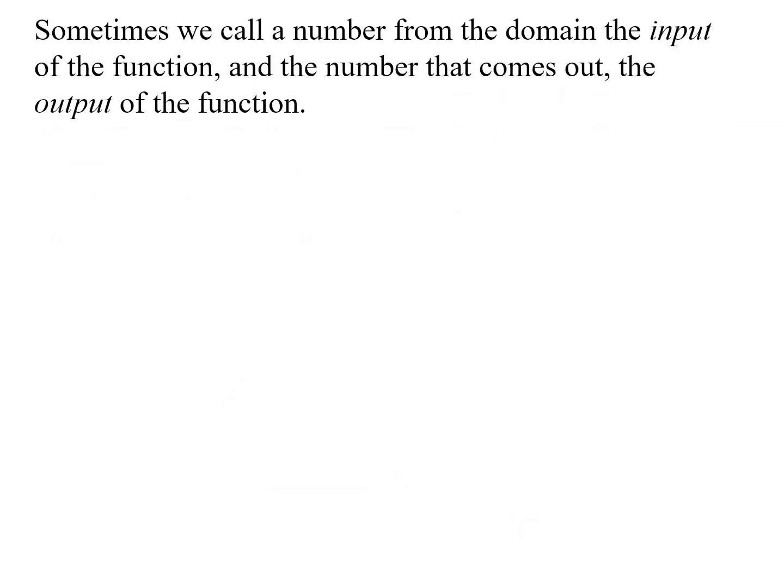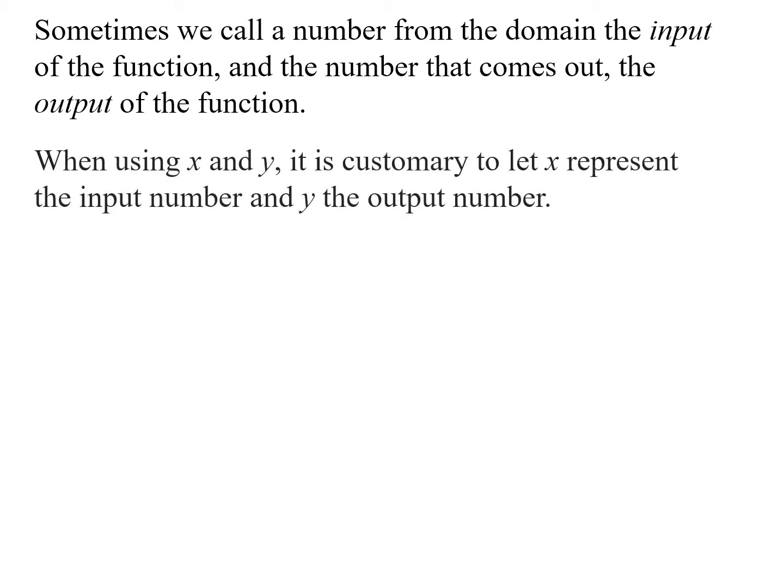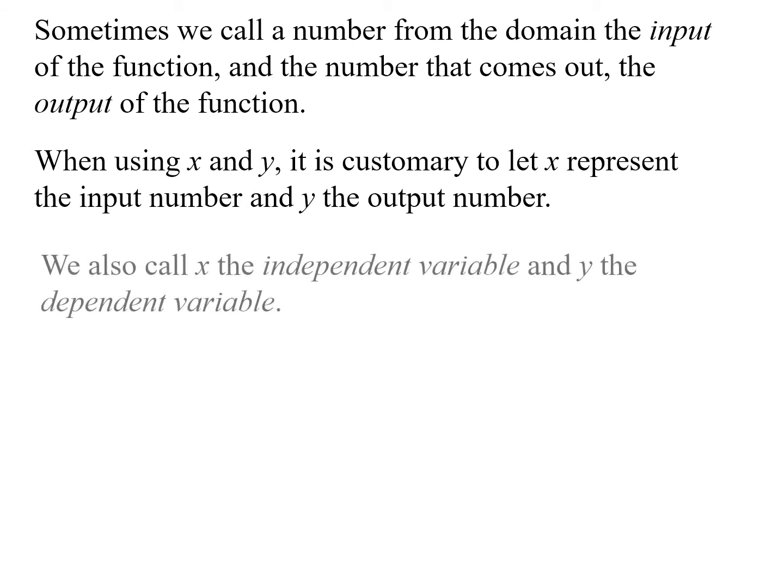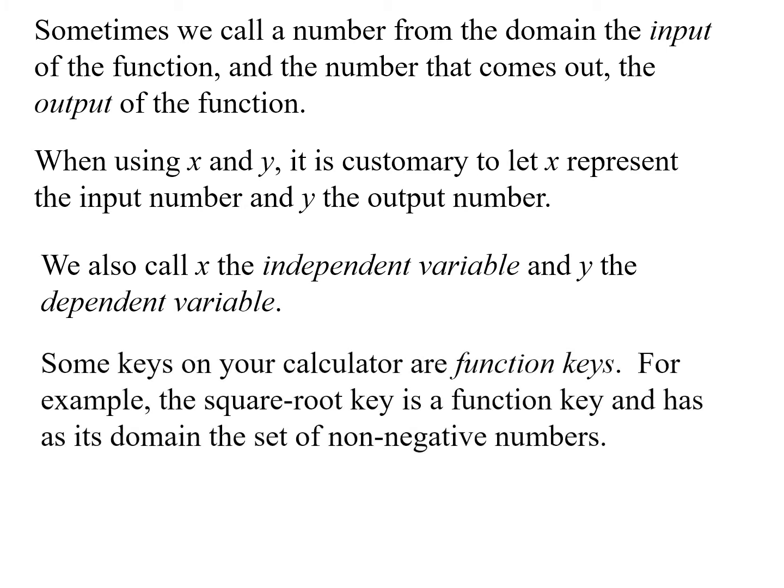Sometimes we call a number from the domain the input of the function, and the number that comes out is the output of that function. When using x and y, it's customary to let x represent the input number and y the output number. We also call x the independent variable and y the dependent variable. Some keys on your calculator are function keys. For example, the square root key is a function key, and it has as its domain the set of non-negative numbers.